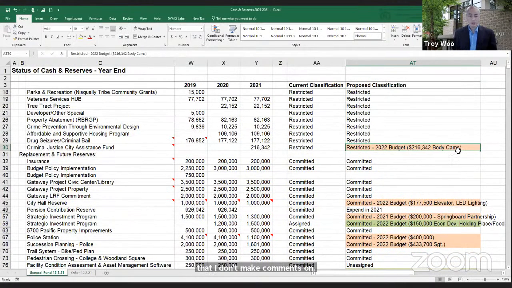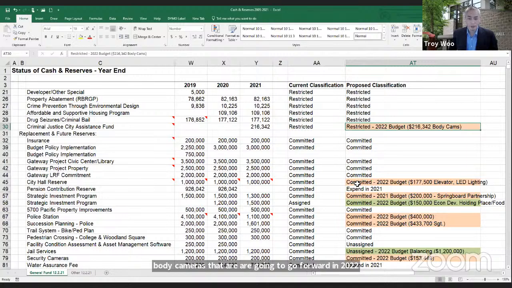So the first one is the Criminal Justice City Assistance Fund. This was an action that the legislature took earlier this year, which provided Lacey $216,342 really for criminal justice reform and other types of requirements that have been imposed on local government law enforcement. So we are planning to use this restricted fund for the body cameras that are going forward in 2022.